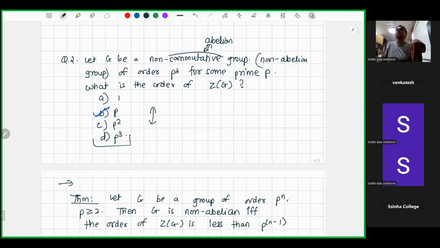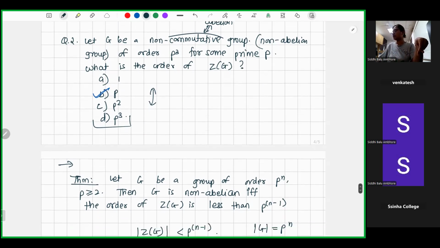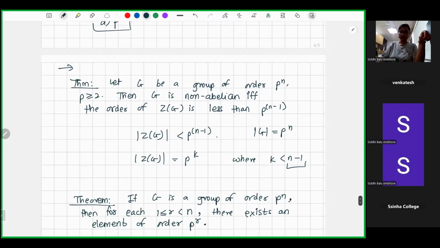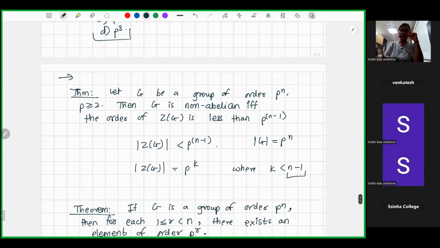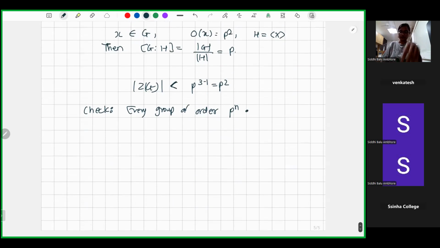I mean, we can also conclude this using class equation. We will see that in the next few minutes. But since we have used this theorem, that let G be a group of order p power n and n greater than or equal to 0, let us try to see the quick proof of this statement here.